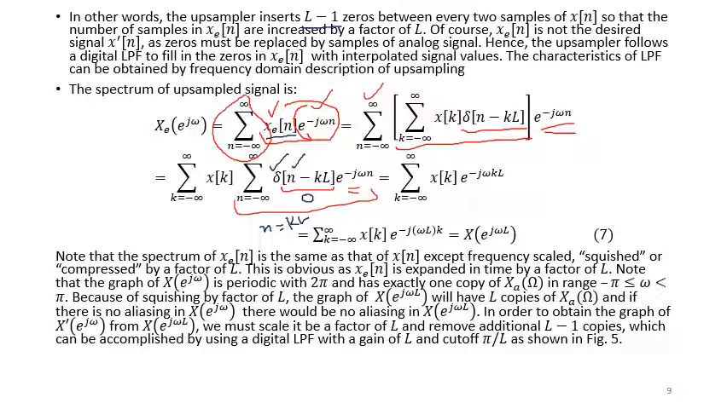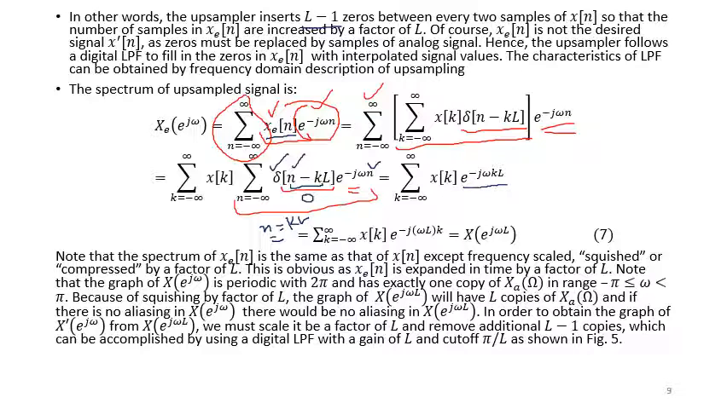So when n equals kl, the argument is 0, and the impulse becomes 1. At that point, where n equals kl, here also you replace n with kl, so you have 1 multiplied by e to the power minus j omega kl. So 1 multiplied by this will result in 1. That means this whole thing becomes e to the power minus j omega kl.